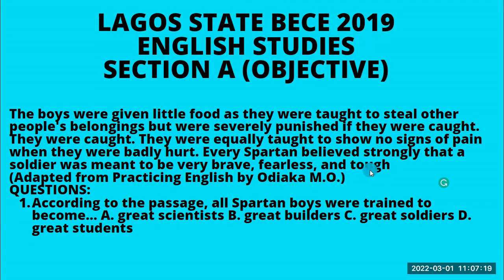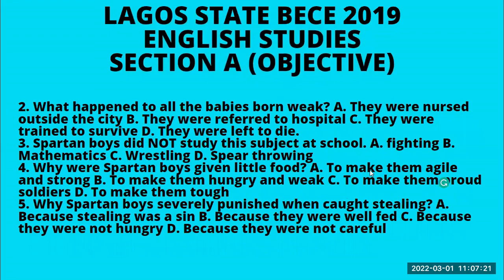And that is actually why we have to pick option D, to make them tough. Why were Spartan boys given little food? To make them tough. Even when they suffered pain, they were asked not to show signs of being in pain. They were expected to be tough, brave.